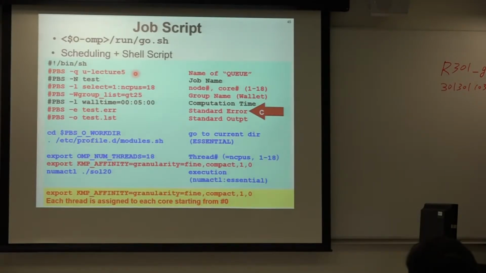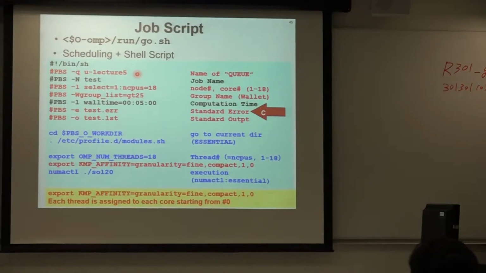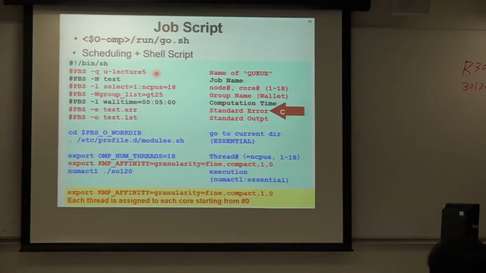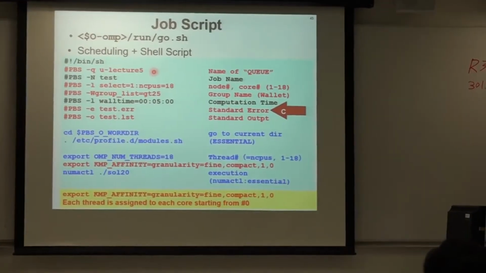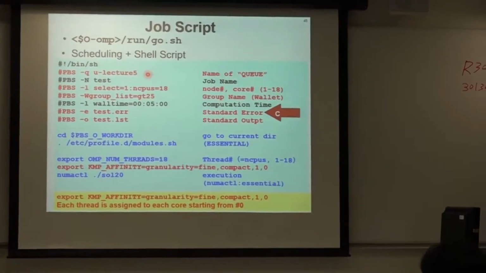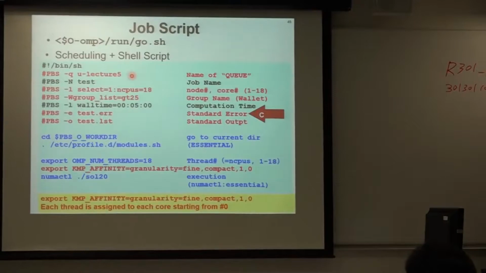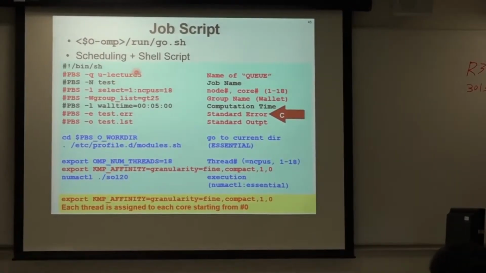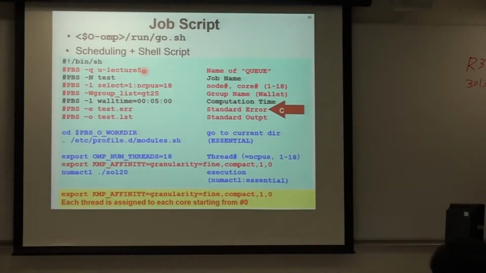It's the name of the queue, so you can specify some computational resources here. I'll show you the detail about this. You have to choose from two types of the resource groups. But during the class, today and tomorrow and after tomorrow, from 9 to 5, you can specify U-lecture 5.